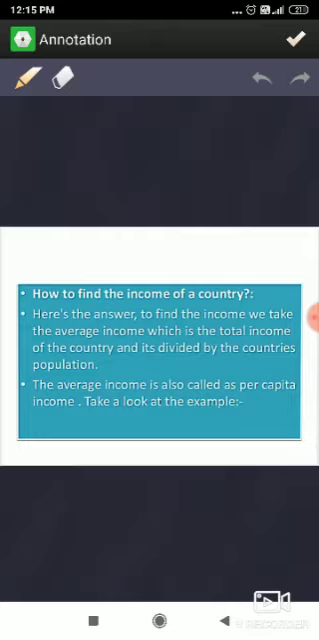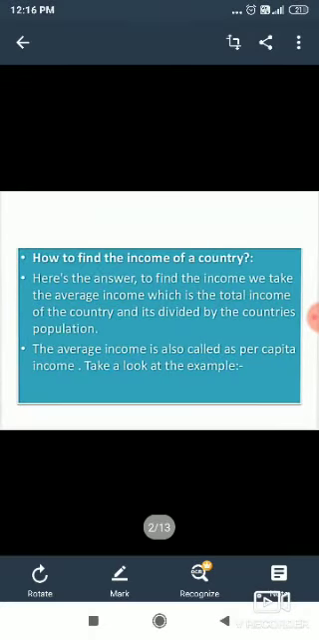To find the income, we take the average income, which is the total income of the country divided by the country's population. Very simple to find out this. Means first you take the total income of the country and divide it by the total population, and the result that you get is average income, or it is also called per capita income. It's very simple, and this is the way to find the income of a country. I hope you have understood this.